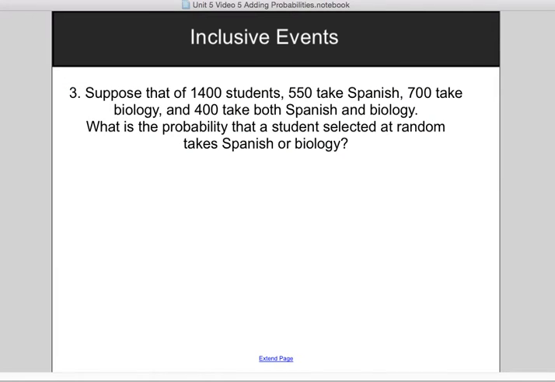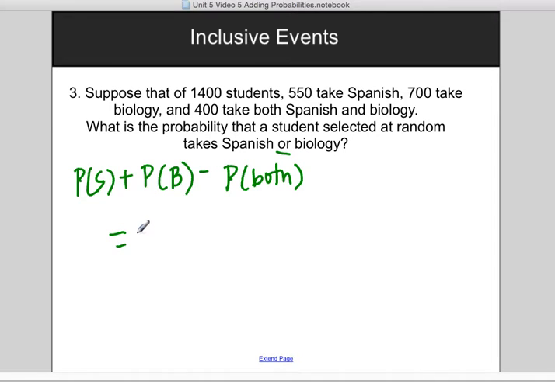Example 3. Suppose that of 1,400 students, 550 take Spanish, 700 take biology, and 400 take both Spanish and biology. What is the probability that a student selected at random takes Spanish or biology? Well, we have to figure out the probability of Spanish plus the probability of biology, and then we need to subtract the probability of being both.